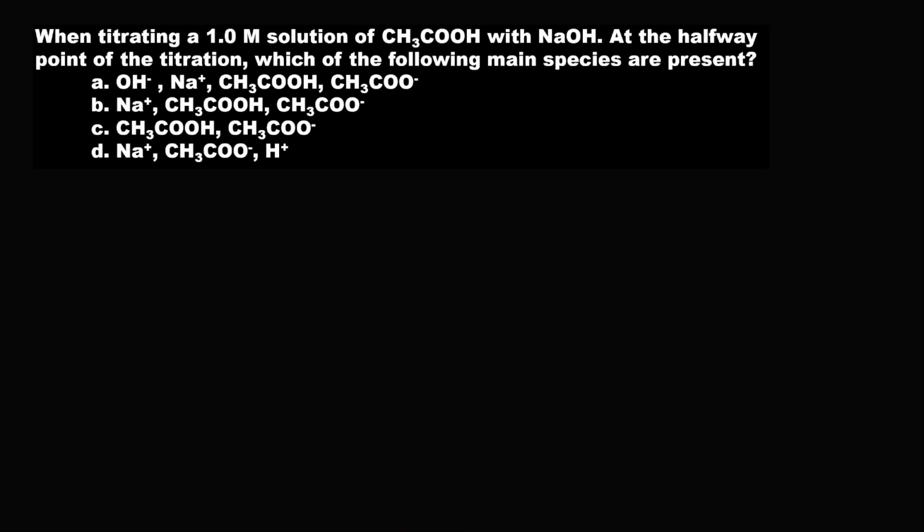When titrating a 1 molar solution of CH3COOH with NaOH, at the halfway point of the titration, which of the following main species are present? So again, when we go back to our titration curve, and we have this weak acid, let's say it looks something like this, and this is a very poorly drawn one, but this is our equivalence point and this is our endpoint. Halfway to our equivalence point is what we're going to be looking at right here, where the concentration, as before, of our weak acid and our conjugate base are equal to each other.